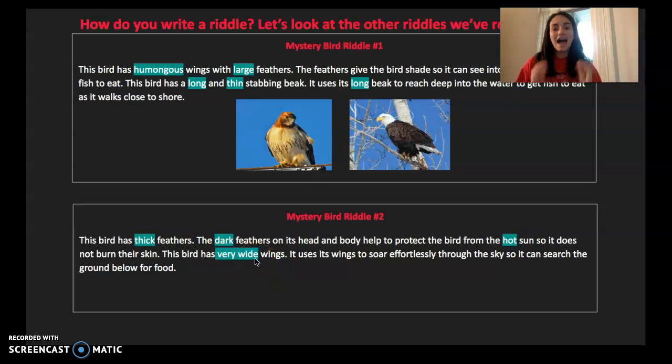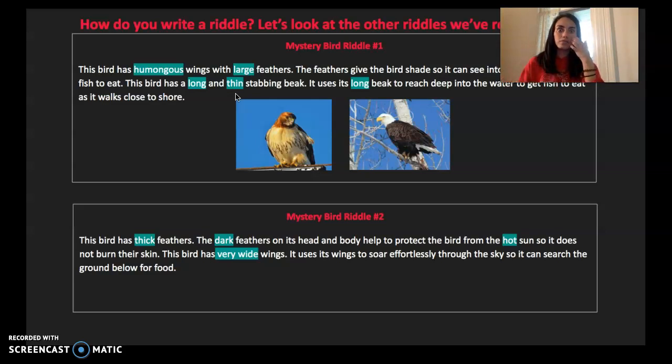Those are all adjectives, right? They're all describing something. So humongous tells me how big it is, so does large. Long and thin, right, tell us what its beak looks like. So when we write our own riddle, we also want to tell a little bit about maybe what it looks like. We could do what it sounds like. But most of these descriptive words, actually, I think all of these adjectives tell what it looked like.